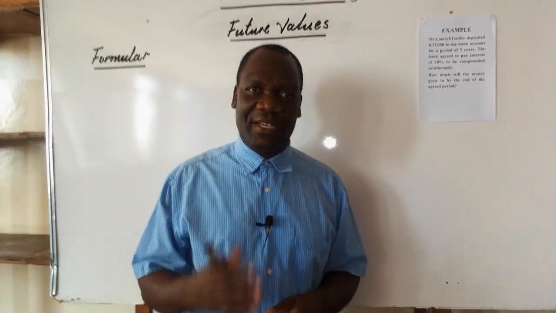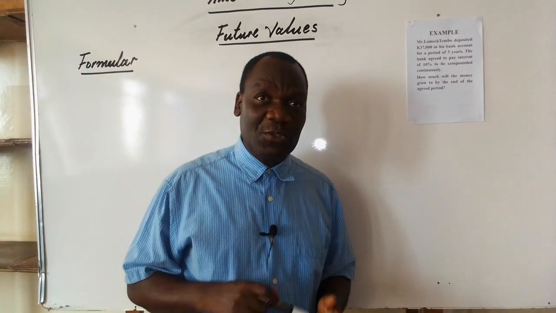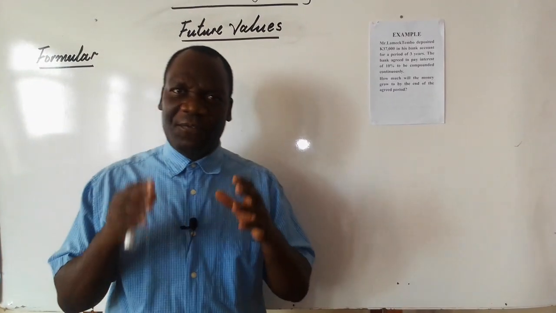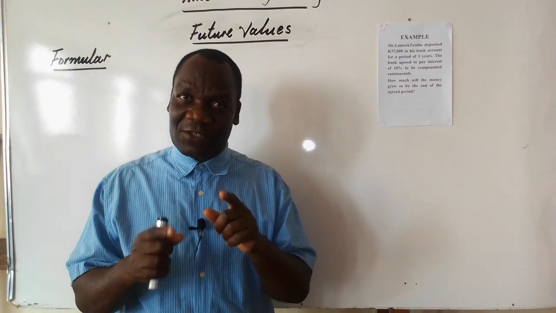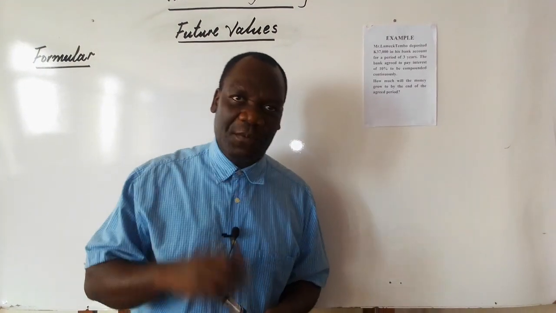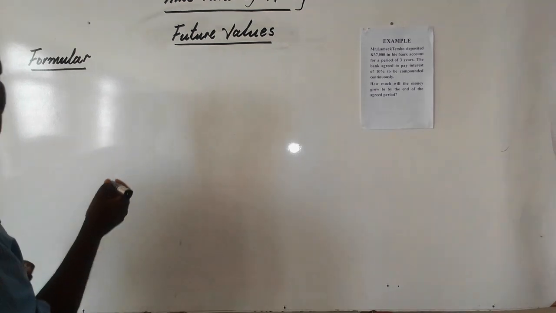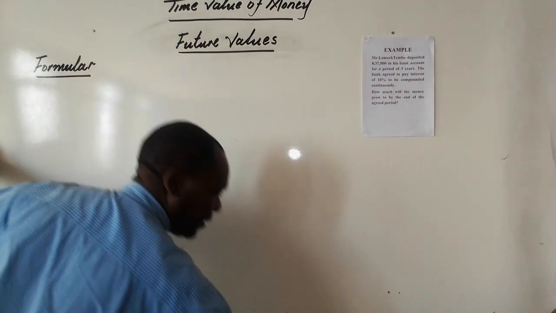Okay, we have seen the question which talks about Mr. Lamek Tembo. So what we are going to do now, I'll give you the formula. The formula for compounding continuously is a little bit different compared to the formulas that we have been looking at. So the formula appears like this. For future values, it will be like this.